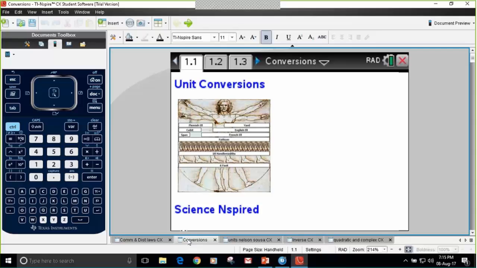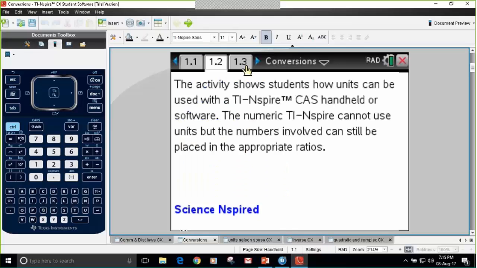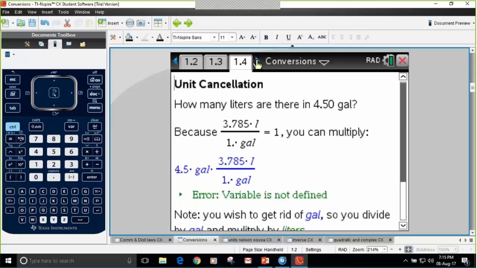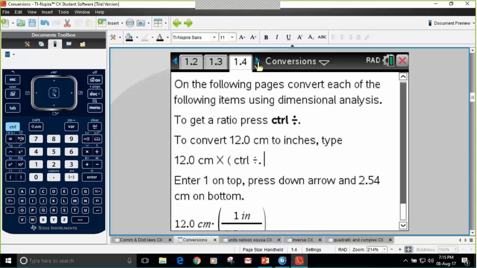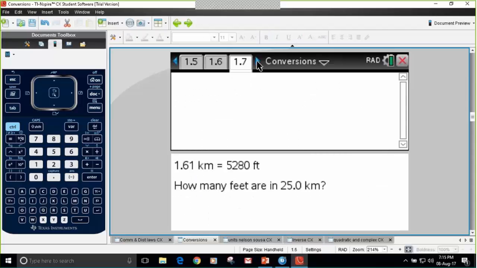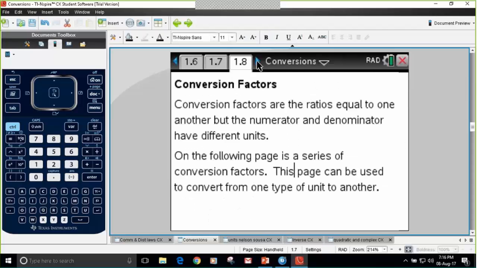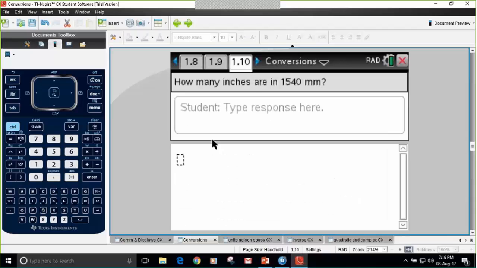Now I've got a couple of little files that no doubt will be available, I guess John, tomorrow or in a day or two we'll have on the website, and one is a little activity, unit conversions, which you might be interested in doing. You can use that on the CX or you can use it on the CAS, and there's all instructions there. That's quite a useful little document.